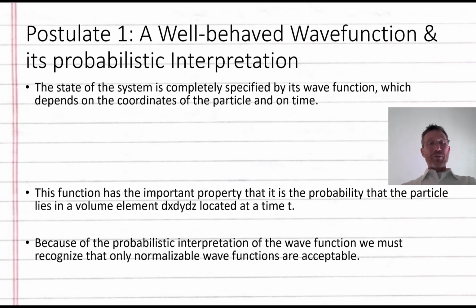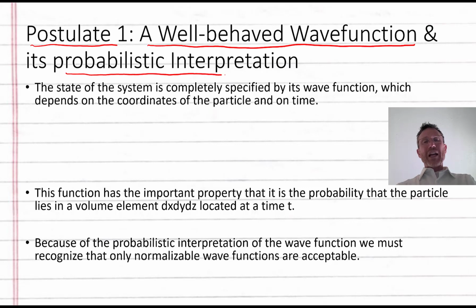And in these slides, I'm going to put some text up front for you. These are things to remember and learn, and then I'm going to provide some examples. So postulate 1, very briefly, this talks about well-behaved wave functions and the probabilistic interpretation of those wave functions. So let's read this through for a second. The state of the system is completely specified by its wave function, which depends on the coordinates of the particle and on time. So the coordinates are the positions x, y, and z, and also on time.